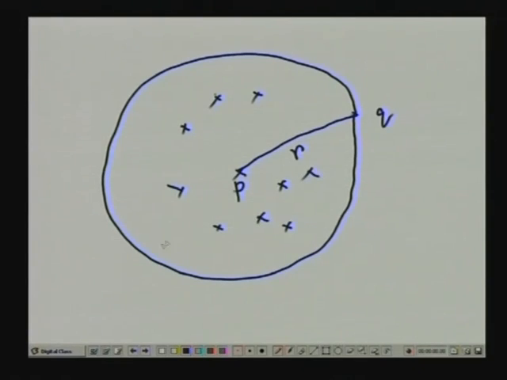So, the set of all these points where the distance value is less than or equal to r, obviously we are talking about the Euclidean distance. In that case, the set of all these points forms a disk of radius r, where the center of the disk is at location p.